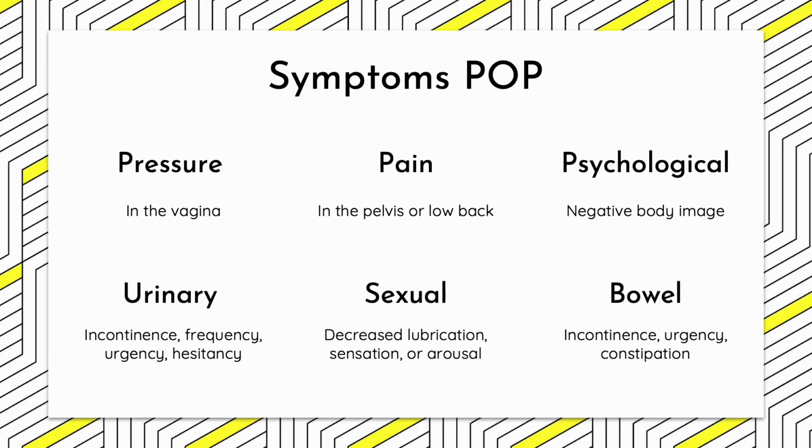The main symptoms of POP are pressure or a feeling of heaviness in the vagina, pain in the pelvis or low back, and urinary, sexual, or bowel dysfunction. There is also the potential for psychological symptoms such as negative body image and decreased activity due to symptom severity. It is worth noting that the severity of symptoms is not correlated with the severity of prolapse.